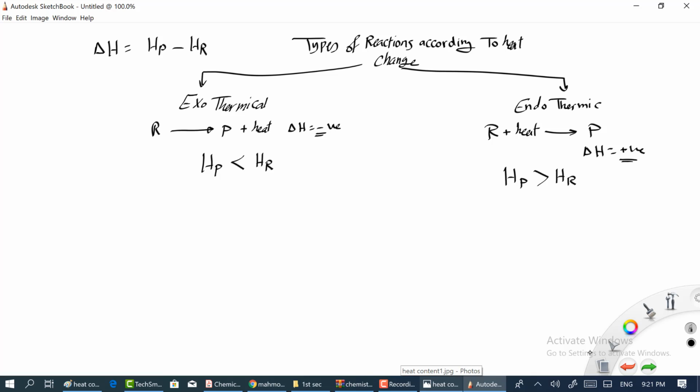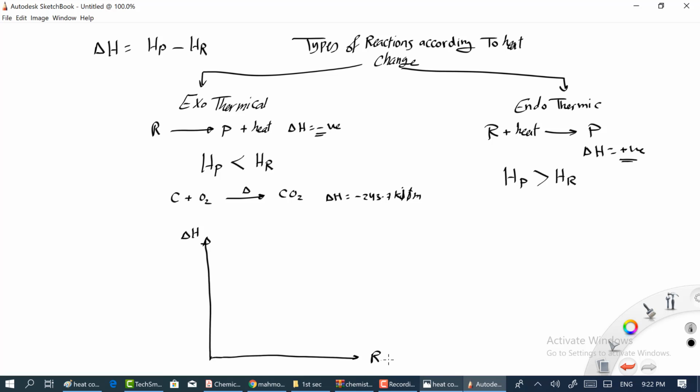In another example, we have the burning of carbon: C plus O2, by the effect of heat, giving CO2. The value of delta H equals negative 243.7 kilojoules per mole. If we represent it graphically, we put delta H on this axis and the reaction progress on the other axis.